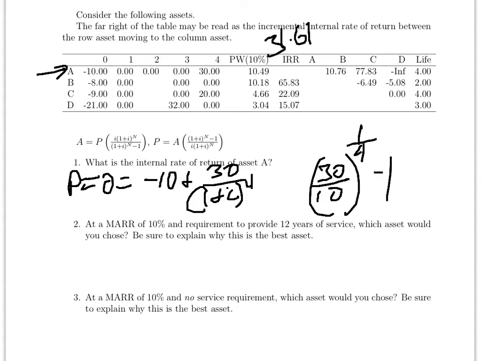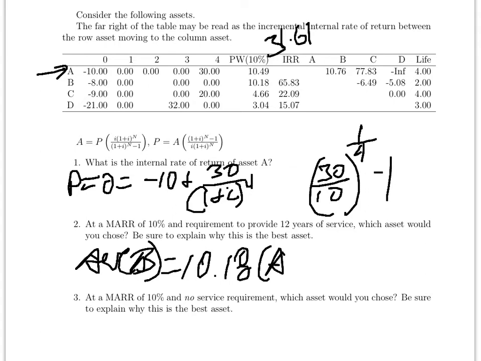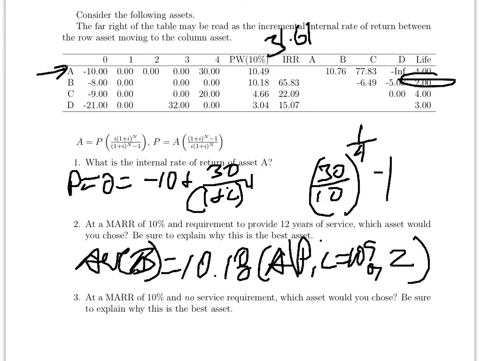But for example, say asset B. Asset B has a present worth of $10.18. So what you're going to do is look for A given P. Interest rate is going to be 10%. And the N is going to be the life of the asset, and so that's going to be the 2 years. It's right there. And this calculation will give you the annual worth. The answer to this question is that, well, you need to find the one with the highest annual worth.